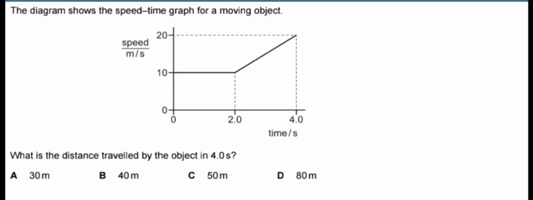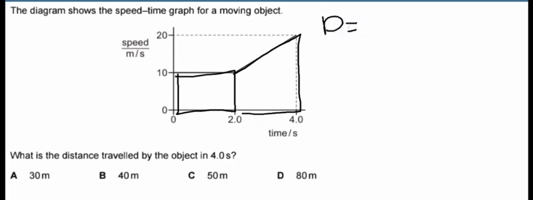Now, the area under the graph is equal to the distance traveled by an object. So we can identify the shapes that we have on this graph. The first shape is going to be a rectangle. Then the next one is going to be a trapezium, which is this one. So we can say distance is going to be equal to, the formula for calculating the area of the rectangle, which is length multiplied by breadth. Then we need to add the area of the trapezium, which is 1/2, which is half, open bracket A plus B, multiplied by the height.